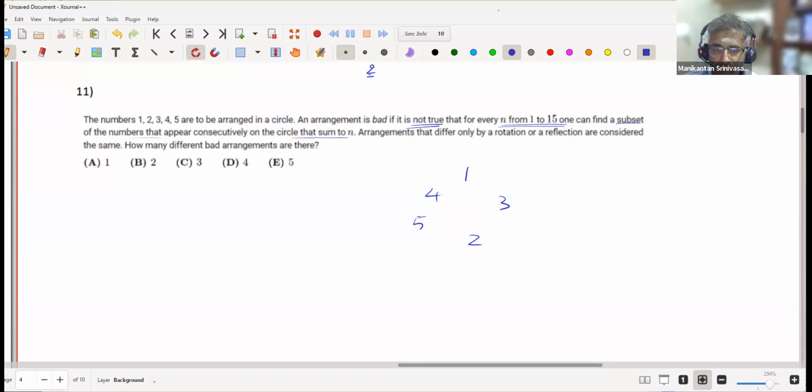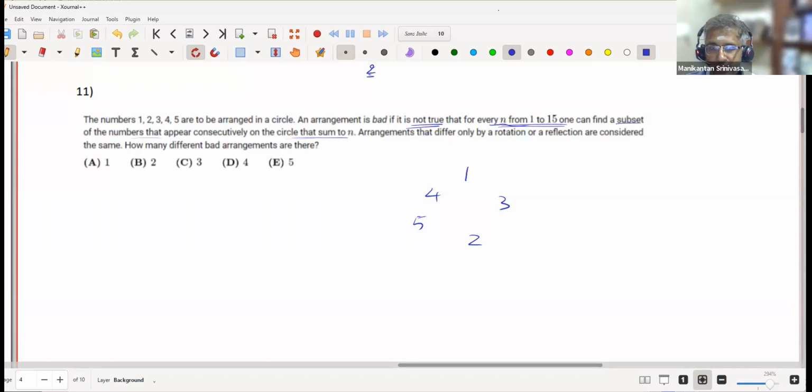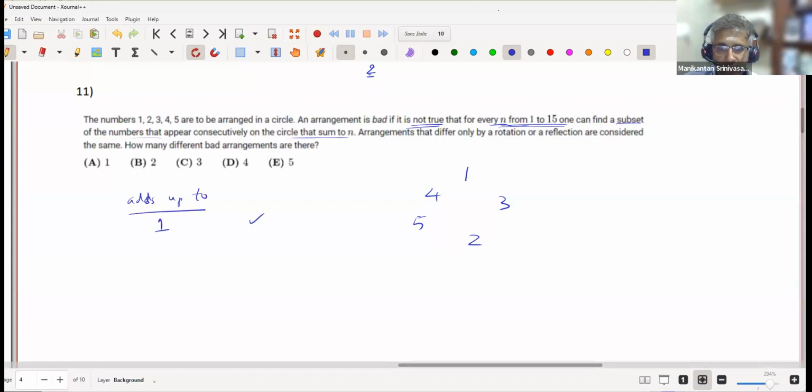Okay, so let's break it down step by step. It's not true that for every n from 1 to 15, one can generate a subset of numbers. So can I generate a subset of numbers that adds up to 1? Yes, we can. I can just choose the number 1. Can I choose a subset of numbers which adds up to 2? Yes, I can just choose the number 2. So by that same logic, 1, 2, 3, 4, 5 are safe because the subset can just be that number alone, and then it adds up to that number.